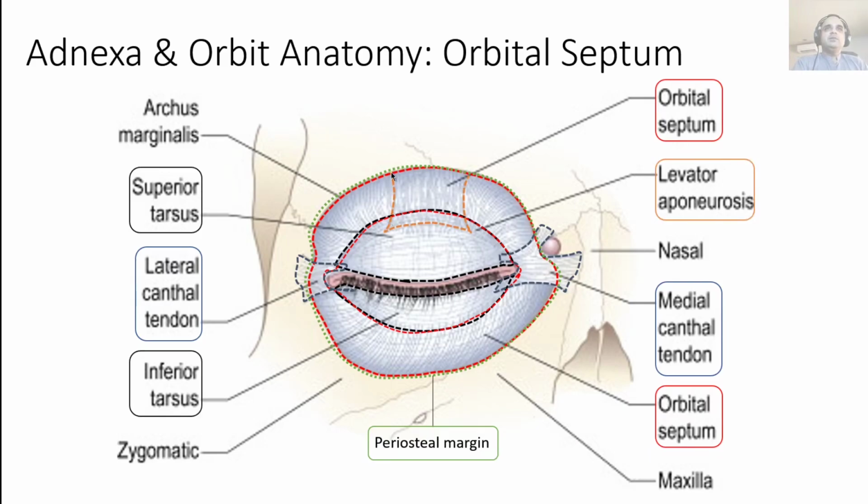And these are the fibers of the levator palpebris superioris. We also saw it in the animation. It pierces through the orbital septum to attach on the upper lid.